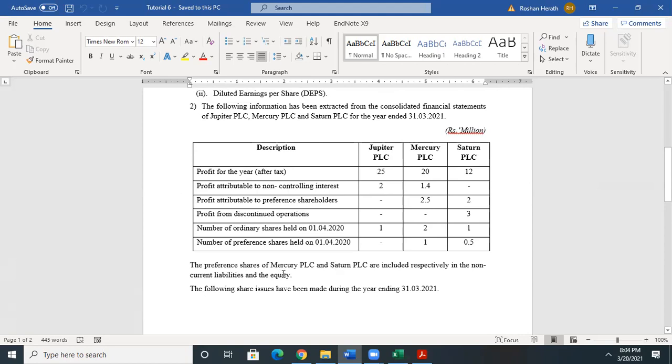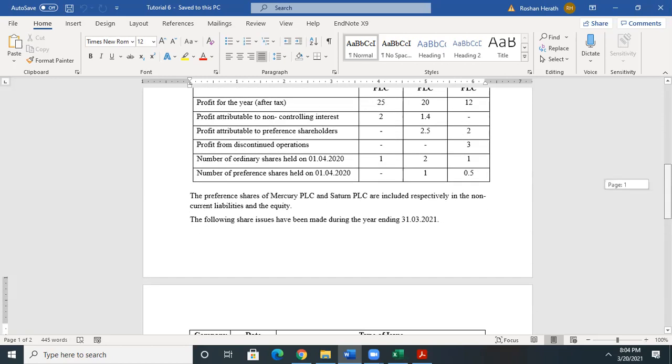So here, when you come to Mercury, the preference shares are classified as a non-current liability. But when you come to Saturn PLC, they are classified as equity. Okay.